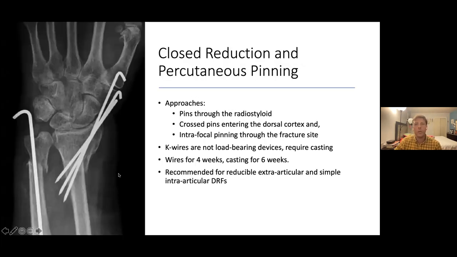So our next topic would be closed reduction percutaneous pinning. The various approaches that they talked about were pins through the radial styloid, cross pins entering the dorsal cortex, and intrafocal pinning through the fracture site. The X-ray on the left came from the study, of one of the patients that had pinning through the radius and the ulna. K-wires are not a load-bearing device, so they do require casting. The patients aren't able to be pinned and then left; they have to go through casting. The wires are left in for about 4 weeks and casting for 6 weeks. This is primarily recommended for reducible extra-articular and simple intra-articular distal radius fractures.